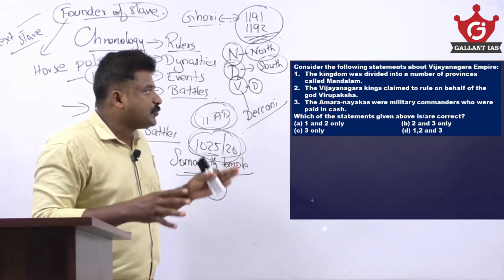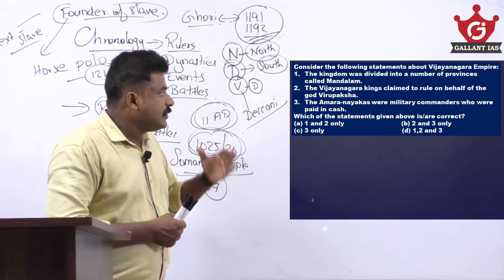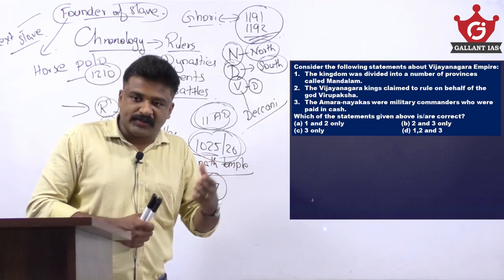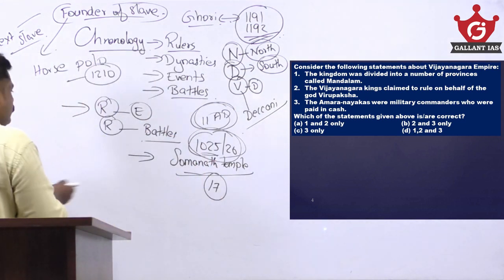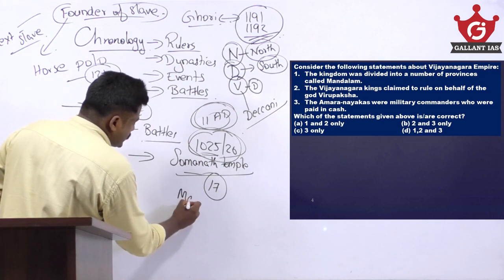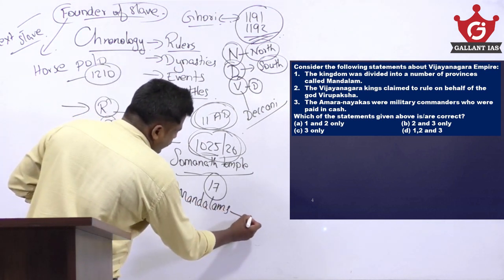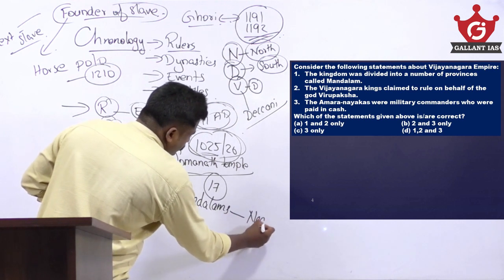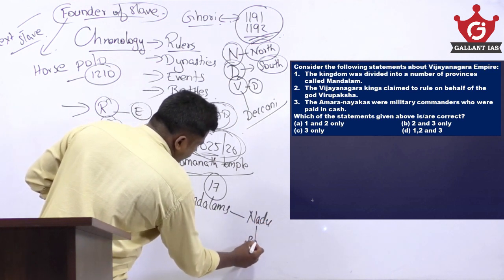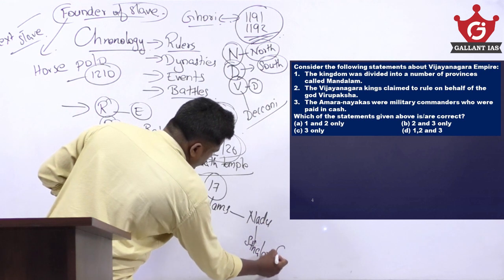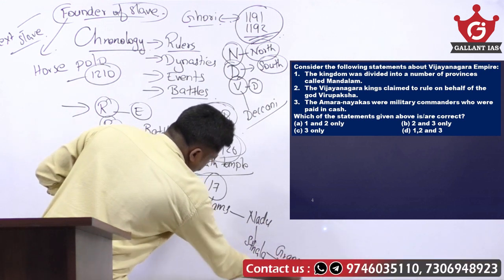Kingdom was divided into a number of provinces called Mandalam. Yes, obviously that is true. The provinces were called Mandalams, which were further divided into Nadu, Nadu into Sthala, and Sthala into Grama. This was the division of the Vijayanagara Empire.